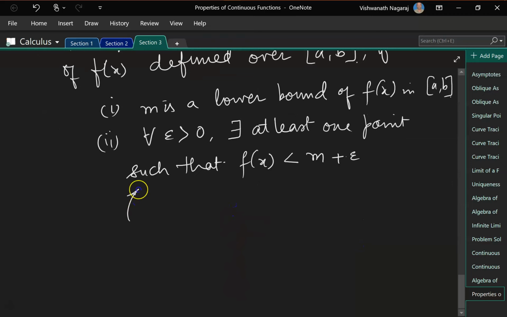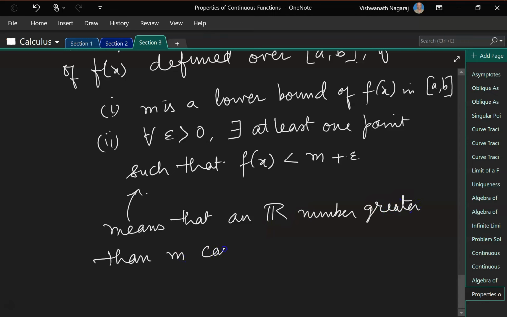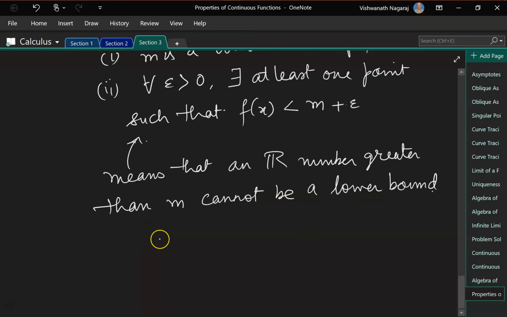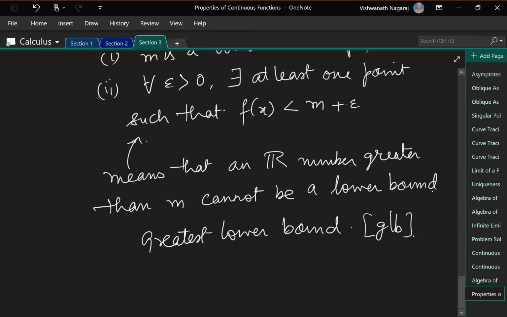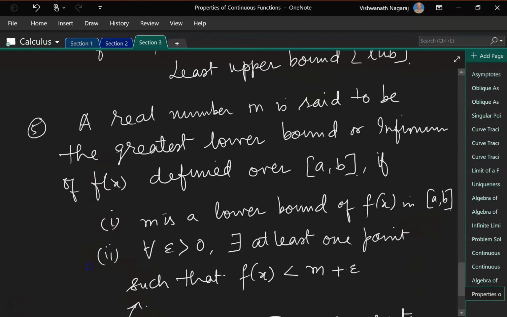Again, what this means is that any real number greater than m cannot be a lower bound. That is why this is called the greatest lower bound, or in short GLB.